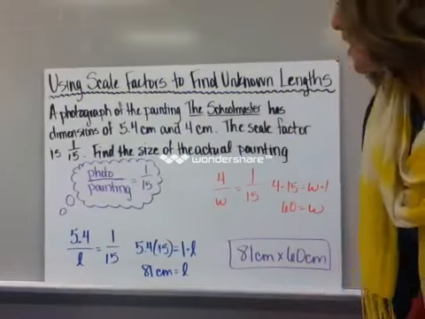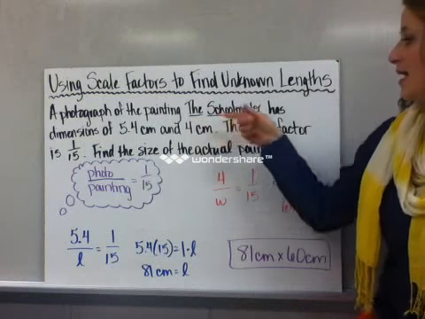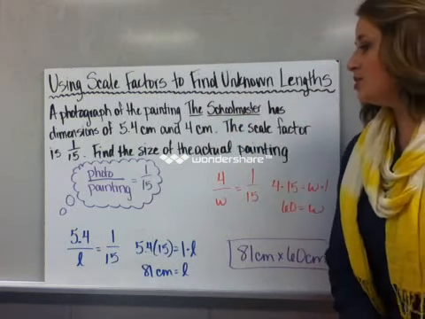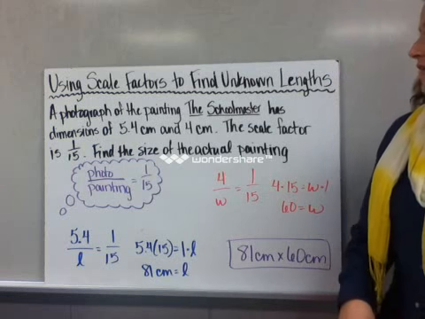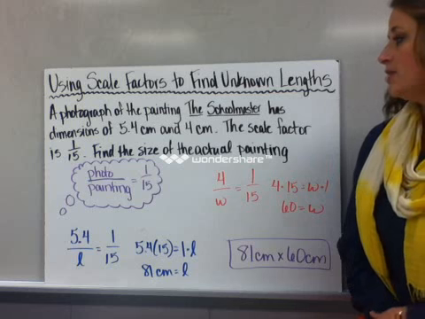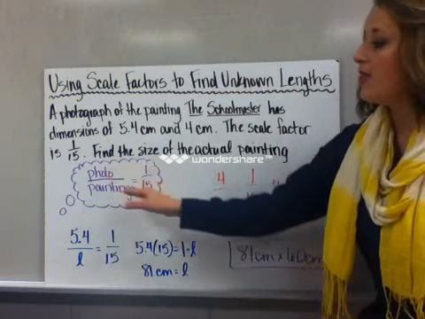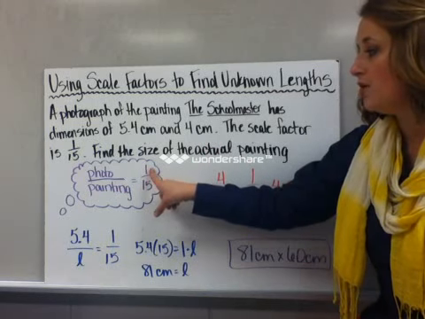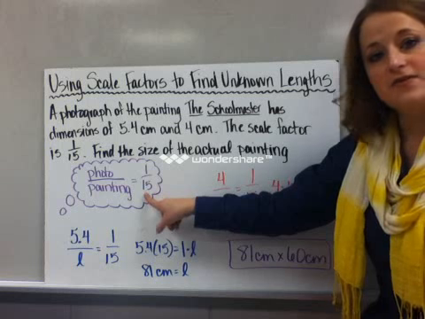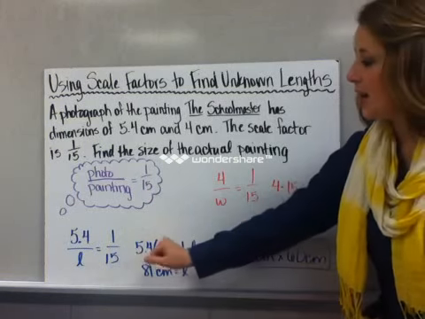You can also use a scale factor to find an unknown length. A photograph of the painting The Schoolmaster has dimensions of 5.4 centimeters and 4 centimeters. The scale factor is 1 to 15. So from this, find the size of the actual painting. So this is my thought bubble. What that scale factor communicates is that for every 1 unit on the photo is like 15 units on the painting. So down here, I compared the lengths.